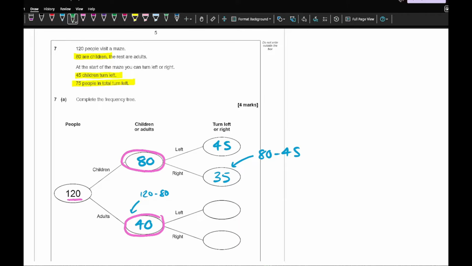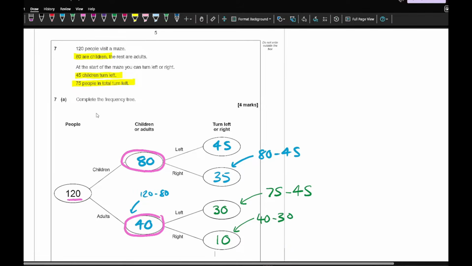Now it then says that 75 people turn left. So to work out how many adults turn left, I need to do 75 minus the number of children, which is 45, and that gives me an answer of 30. And the remaining bit that I need to fill out is just 40 minus 30, which is 10. So our completed frequency tree should look like that.